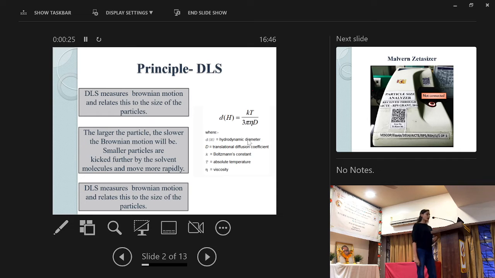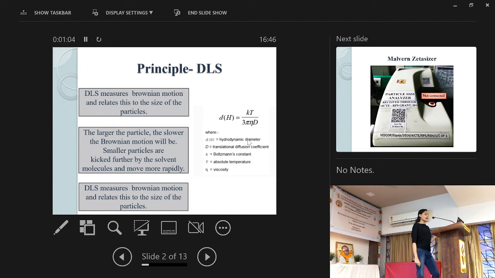The principle behind the Malvern Zetasizer is DLS, that is dynamic light scattering. In a nanoformulation, the particles always undergo Brownian motion. This Brownian motion is due to bombardment of these particles with solvent molecules, and it leads to diffusion of the molecules. When light is incident on the particles, it gets scattered. If the particle was static, this would have been constant. But as the particles are constantly moving and dynamic, there are fluctuations in intensity of light.